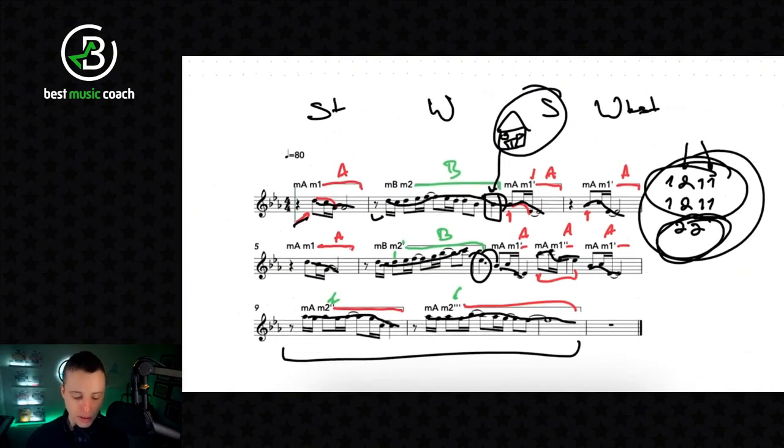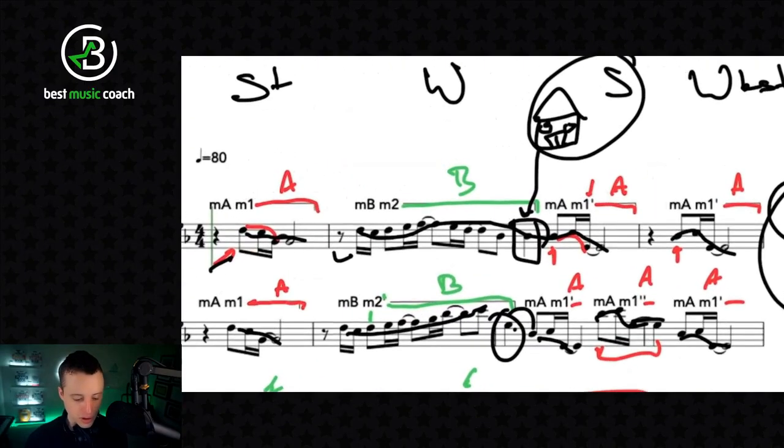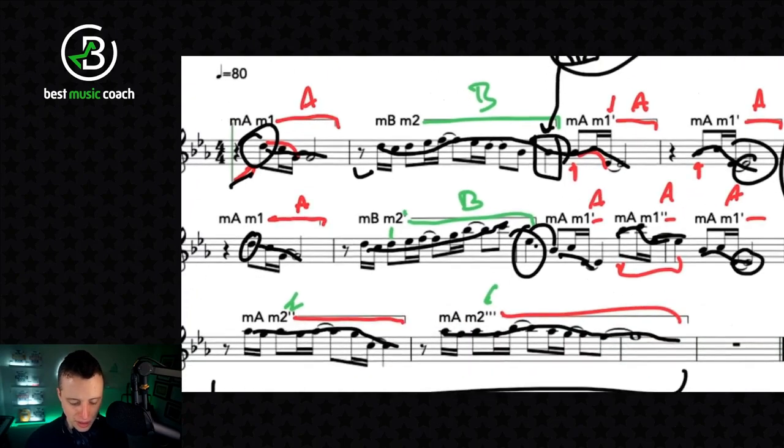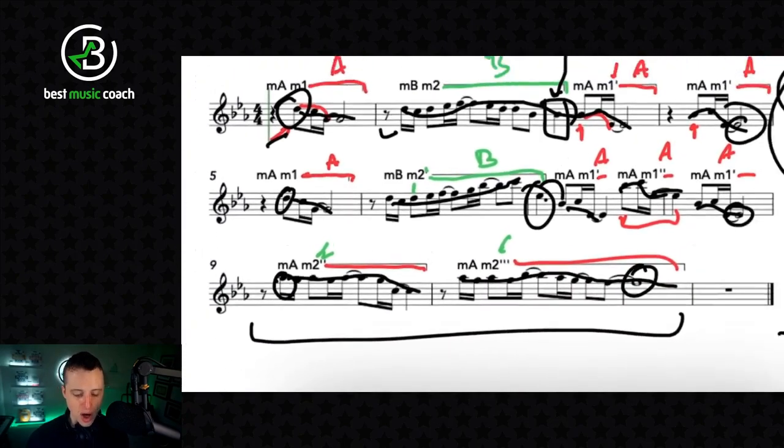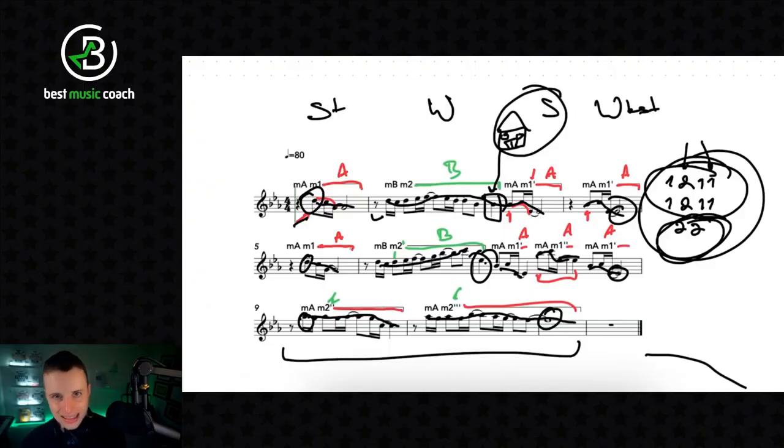Overall, everything is going down. The overall contour: the first line starts on D, ends on E flat. The second line starts on D, ends on E flat. Here starts on A, ends on F. Overall, everything is slanting downward.